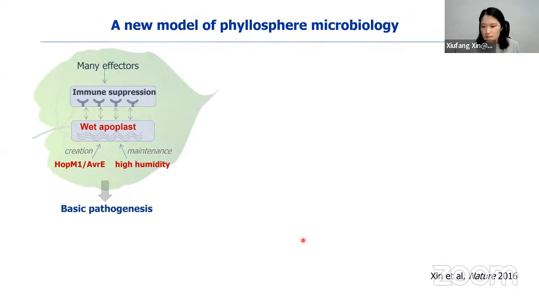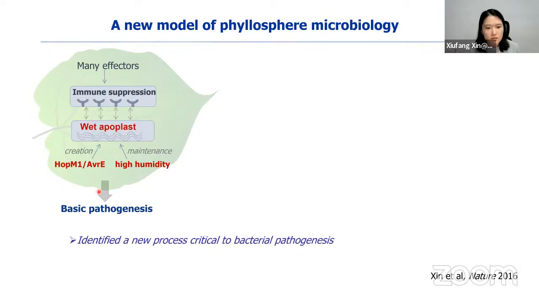So from this work, I just summarized, we proposed this new model of phyllosphere microbiology. Many previous studies showed that the effectors could suppress plant immunity, which makes a lot of sense. However, through this study, we found that suppression of immunity is not sufficient for pathogenesis to occur. We found that this pathogen-driven wet apoplast is actually another important element of bacterial pathogenesis. So if we make these two processes happen, then the basic pathogenesis can occur.